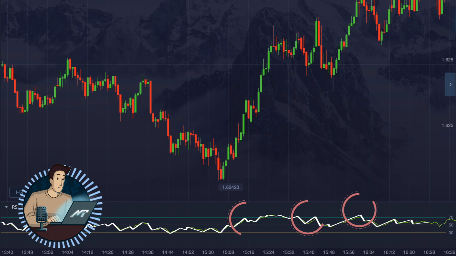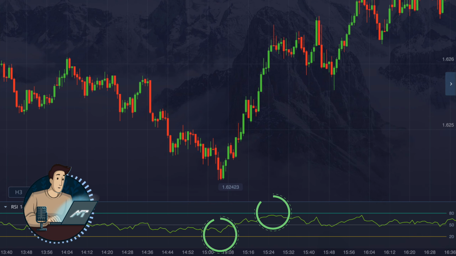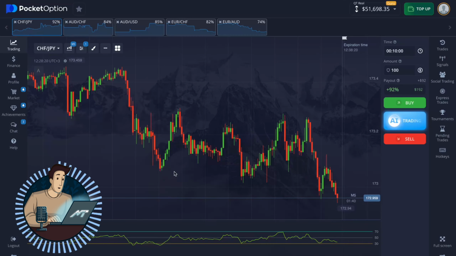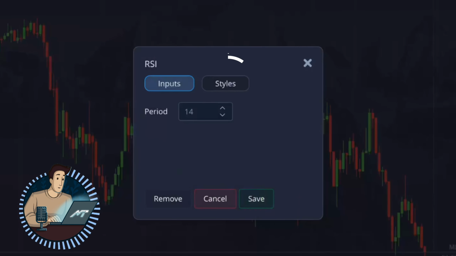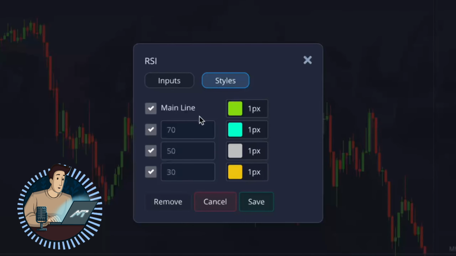Yes, you'll get fewer signals, but the quality? So much better. I used to trade with the standard RSI settings and mentally ignore bad signals. Then I thought, why not just adjust the parameters so you can see what I see? And that's how the idea for this video was born.